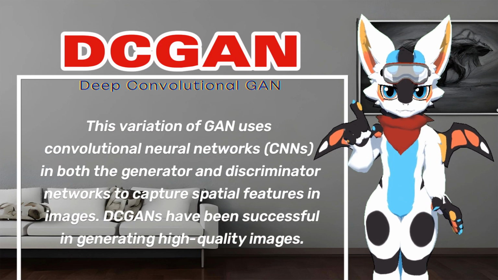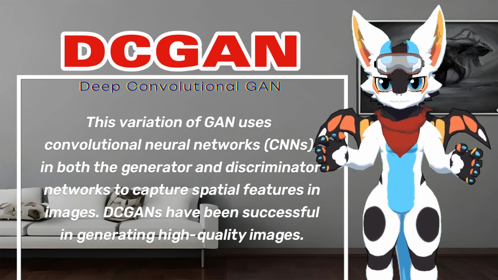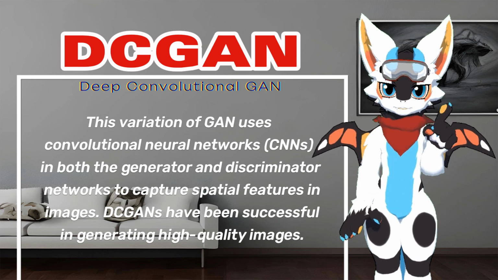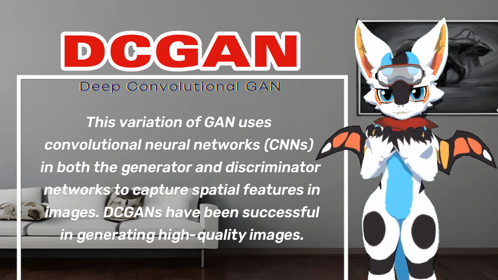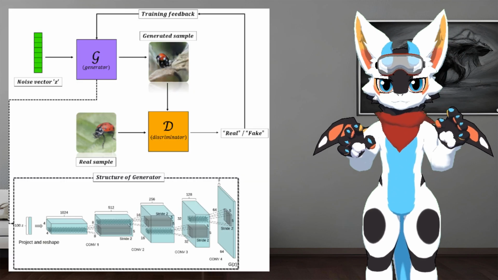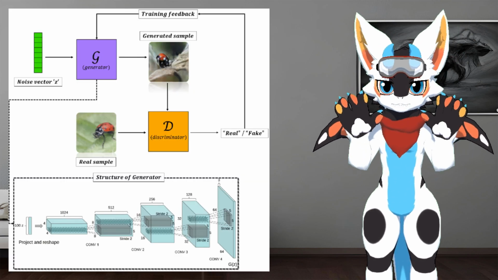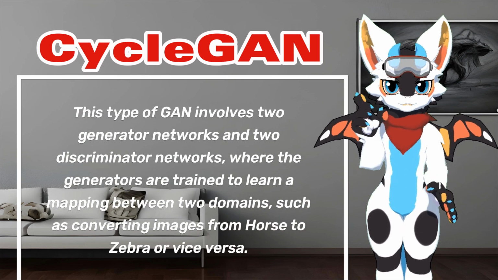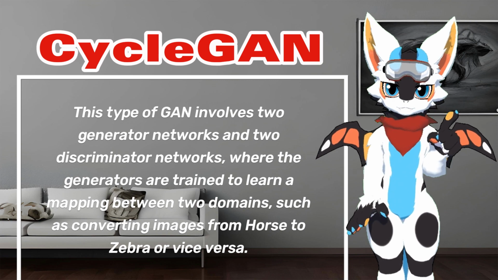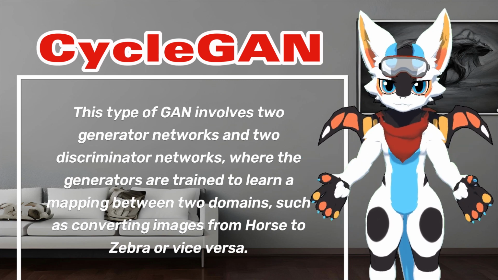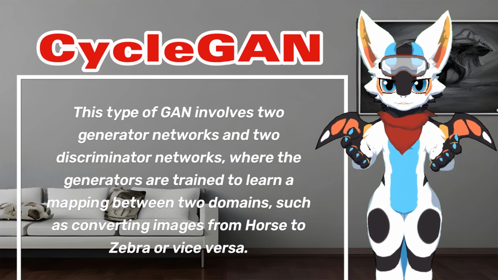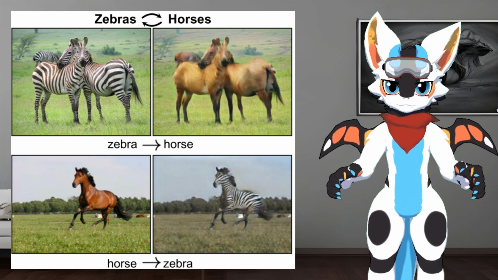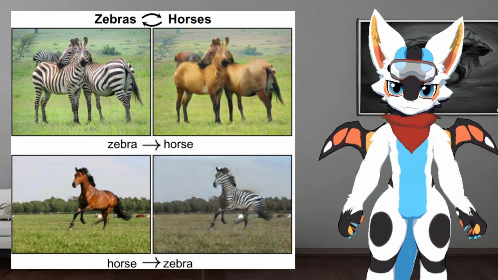Deep convolutional GANs, DCGAN. This variation of GAN uses convolutional neural networks, CNNs, in both the generator and discriminator networks to capture spatial features in images. GANs have been successful in generating high-quality images. CycleGAN. This type of GAN involves two generator networks and two discriminator networks, where the generators are trained to learn a mapping between two domains, such as converting images from horse to zebra or vice versa. The discriminator networks are trained to distinguish between real and fake samples in each domain.